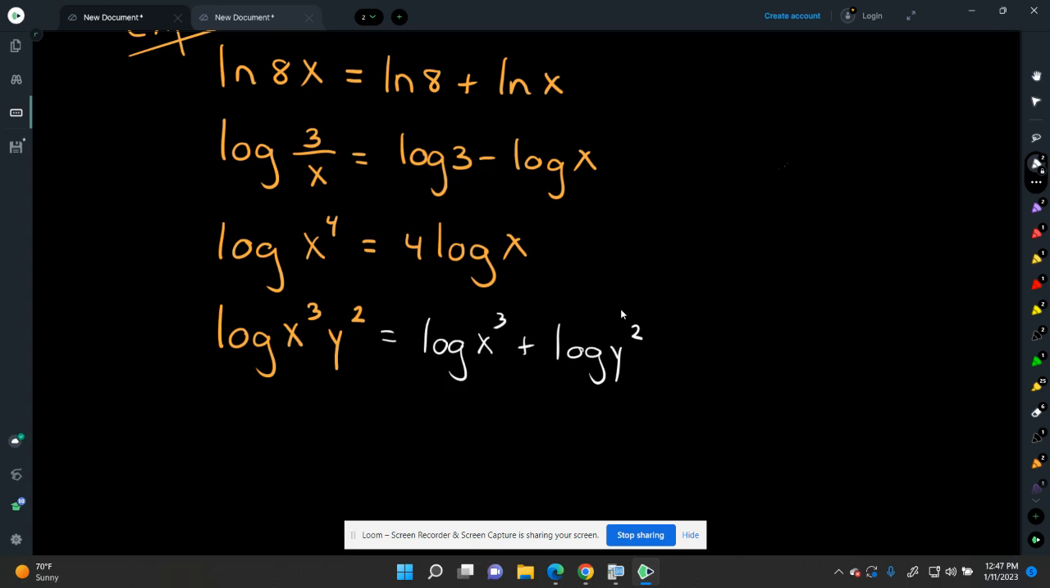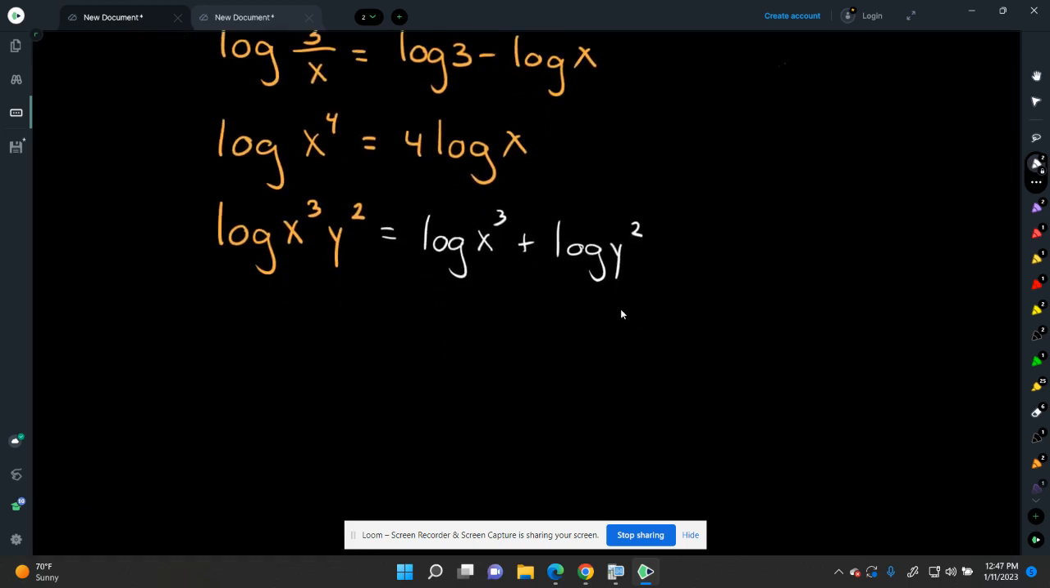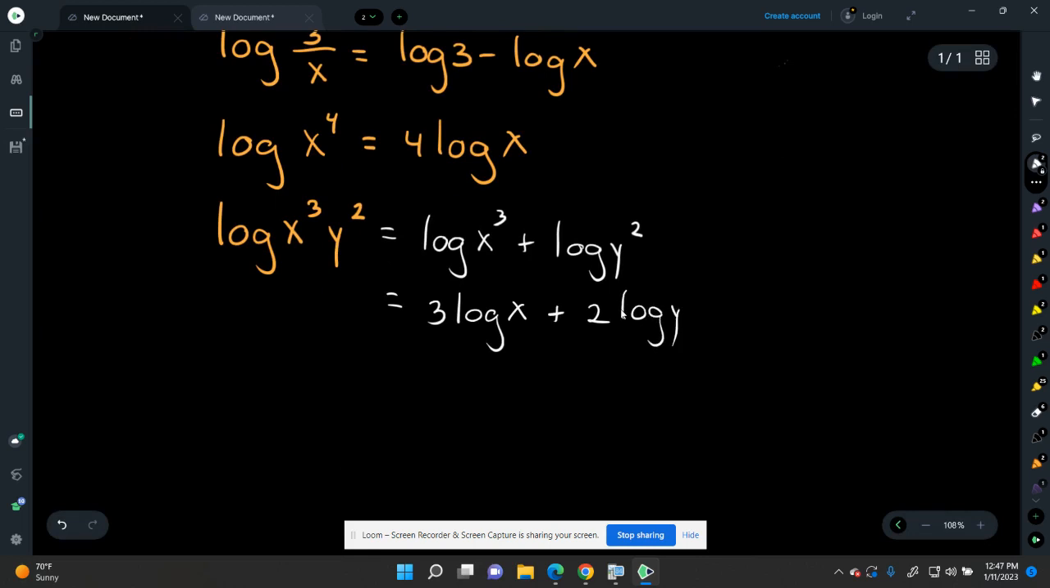Then what? Yeah, move the exponents to the front. Yes, so this is 3 log x plus 2 log y. Okay. Try number 5 on your own.